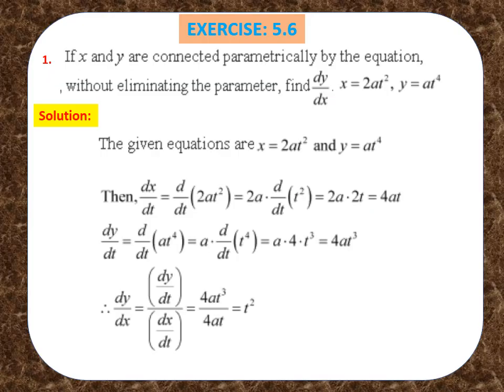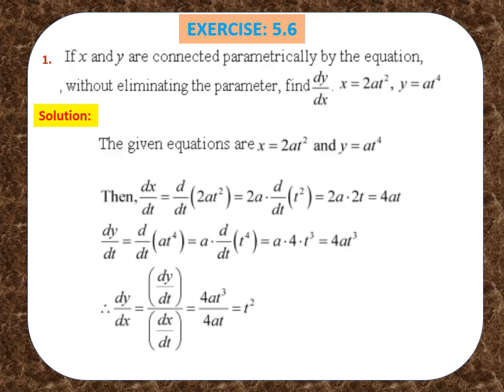Okay, let us start exercise 5.6. The first question is: if x and y are connected parametrically by the relation, without eliminating the parameter, we have to find dy/dx. So x is equal to 2at squared and y is equal to at to the power 4. You can see that x and y both are written in the form of a common variable t. So our parameter is t here. Clear? So we have learned that we have to find dx/dt and dy/dt.